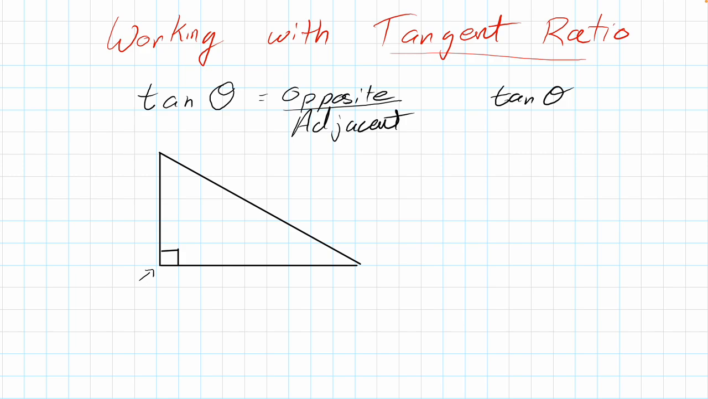A common way of writing tan theta is also like this. They'll say tan theta is equal to the opposite over adjacent. They call it TOA as a way of remembering it because they'll have this little acronym called SOHCAHTOA to remember, okay?